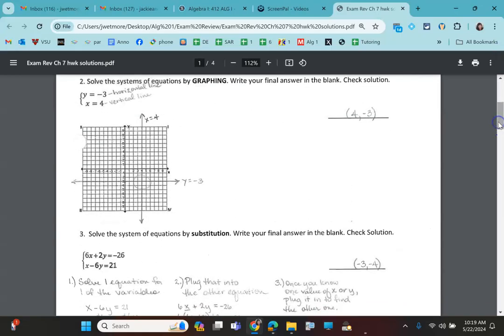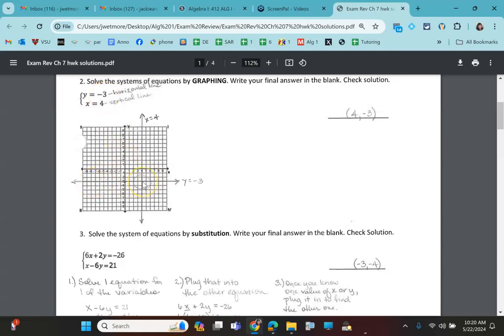So for the next one, we've got y is equal to negative 3. Anytime you have y equals a number, it is a horizontal line. So this is just going to be a horizontal line through negative 3. You can see that right down here.